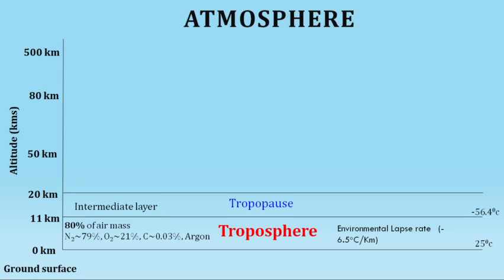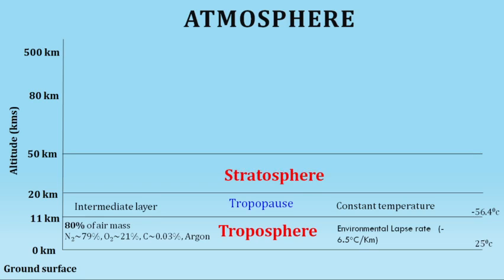The characteristic of tropopause is that temperature remains constant in this layer throughout the height. See, from the bottom to the top most region of the tropopause, the temperature will be more or less constant. Why the temperature is constant, we'll see when we discuss the next layer.